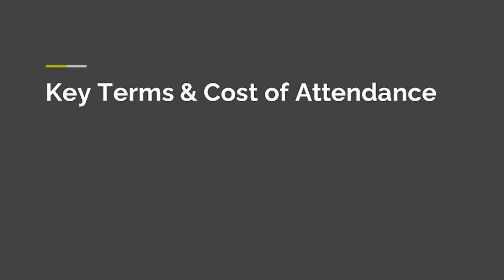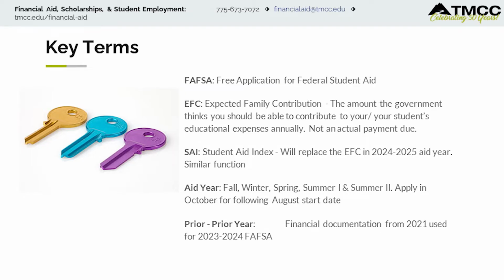Some key terms used in financial aid are FAFSA. FAFSA stands for Free Application for Federal Student Aid. The FAFSA is required for requesting federal aid from higher education institutions. EFC, Expected Family Contribution, equals the amount the government thinks you should be able to contribute toward your educational expenses annually. This is not an actual payment due.